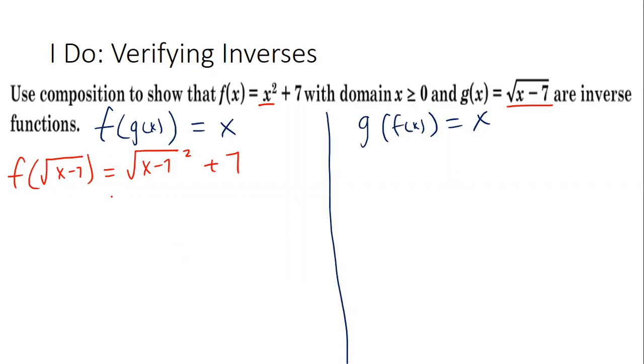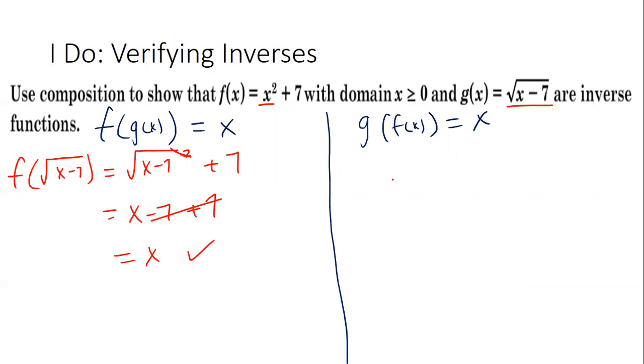What happens when you square a root? It goes away. It's the key that sets everything free. So when I have a square root and a square, they cancel each other out. And I'm left with x minus 7 plus 7. And what happens to my negative 7 and my positive 7? They cancel each other out, and I'm just left with x. So this side worked.